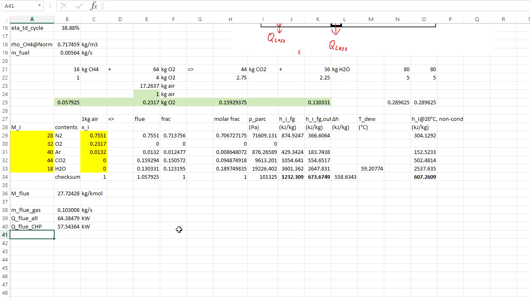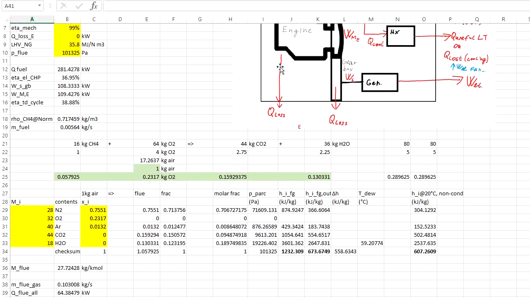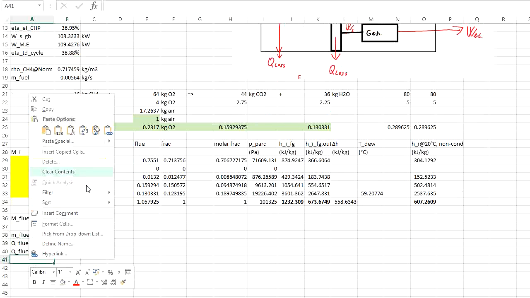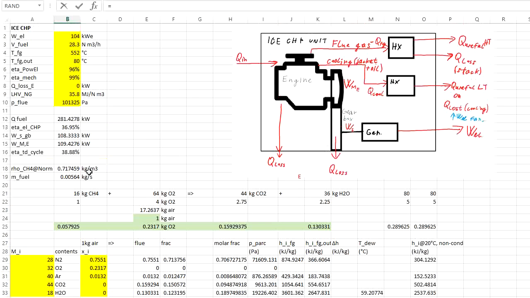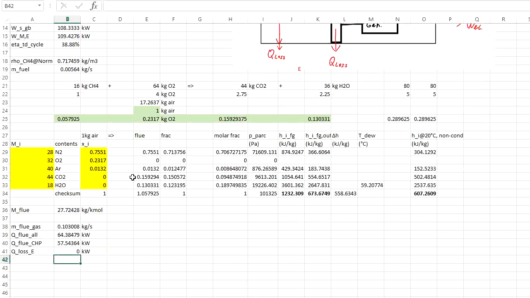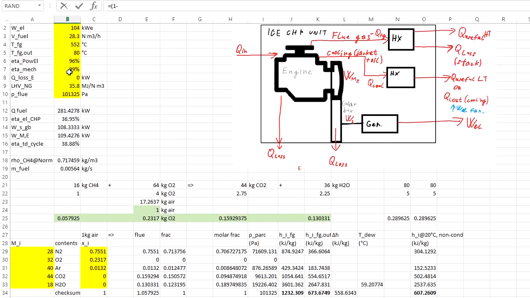When we are summarizing the losses, the first loss was directly from the engine. We considered that as 0. That's Q loss E. It was the 0 from here. Then we have the Q loss from the gearbox, which is 1 minus the efficiency of the gearbox multiplied by the work at the engine output.